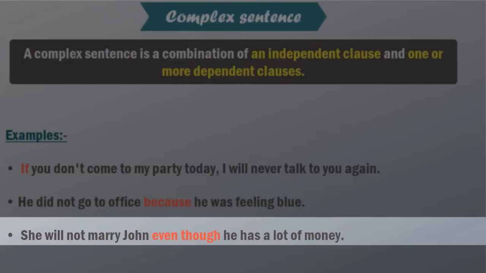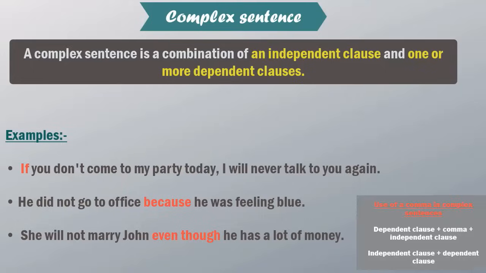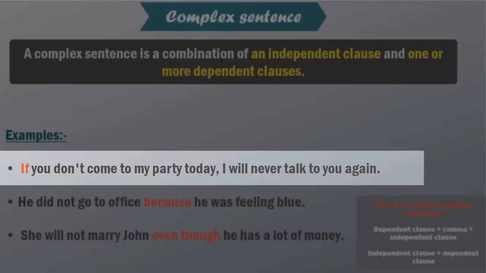So guys, let me tell you one important thing here. In a complex sentence, when your sentence starts with a dependent clause, and then we have an independent clause, we use a comma after the dependent clause. Dependent clause, comma, independent clause. Look at the first example. If you don't come to my party today, comma, dependent clause, comma, independent clause. I will never talk to you again, right?